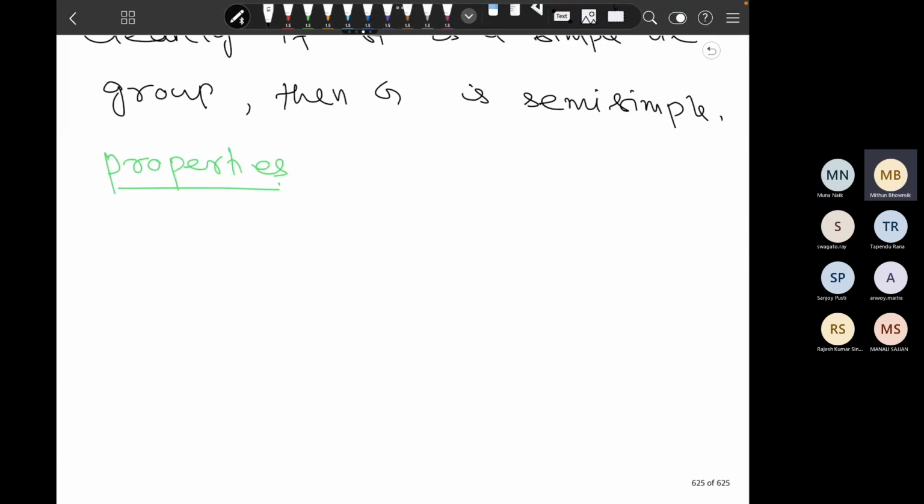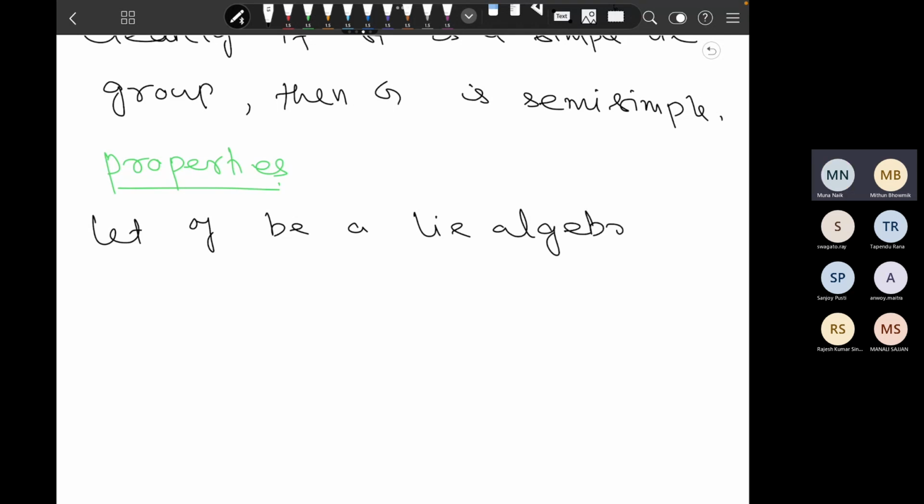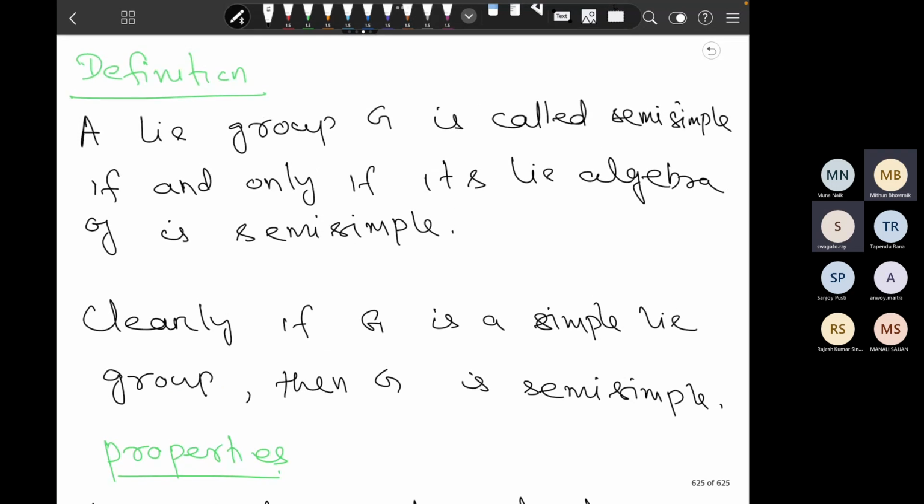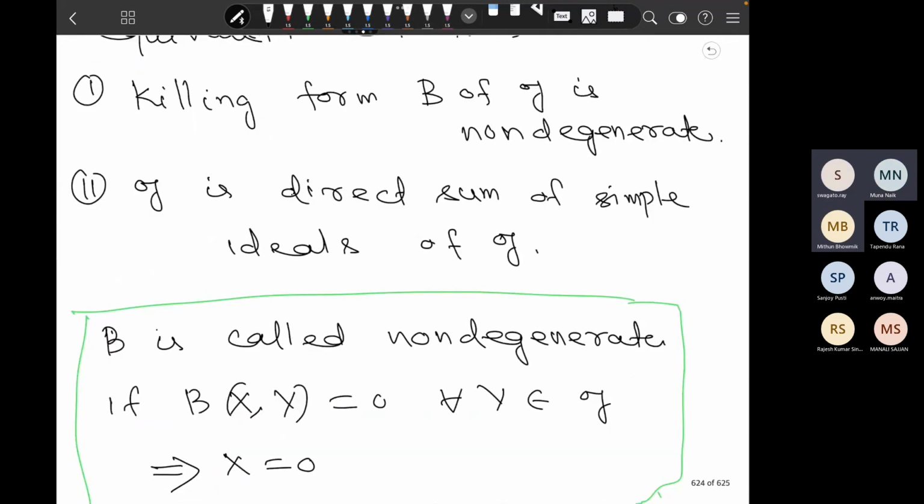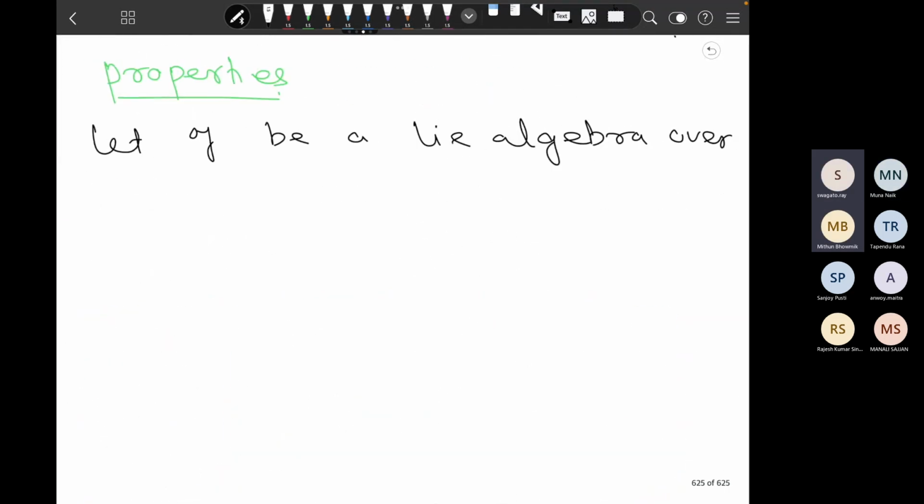So let G be a Lie algebra over K. Muna: Sir, what is the definition of a simple Lie group? Its Lie algebra is simple. Yes, sir.